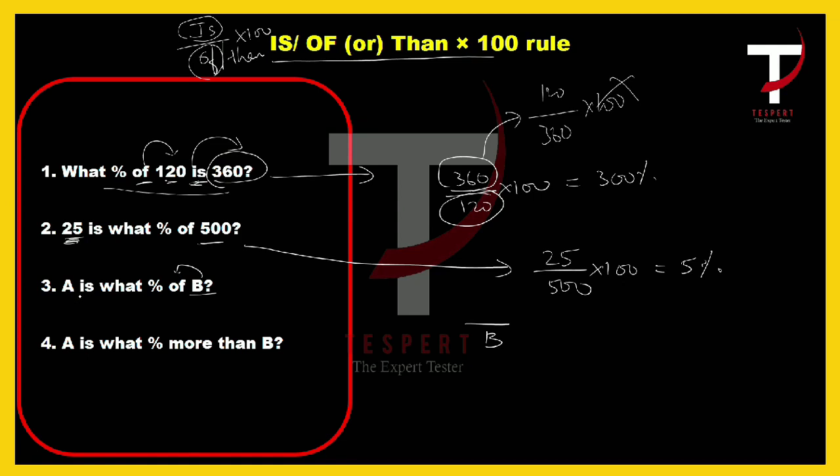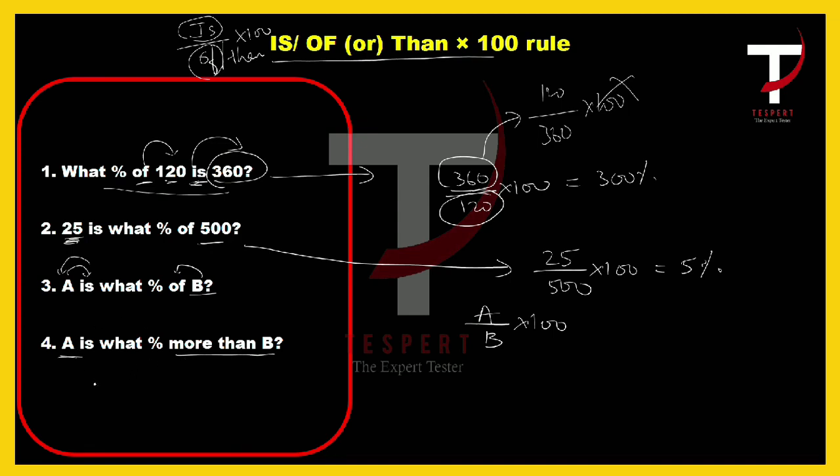Okay, so A is near "is", so A will be in the numerator into 100. Now, A is what percent more than B? A is more than B, right? A is more than B, but what percent more than B?